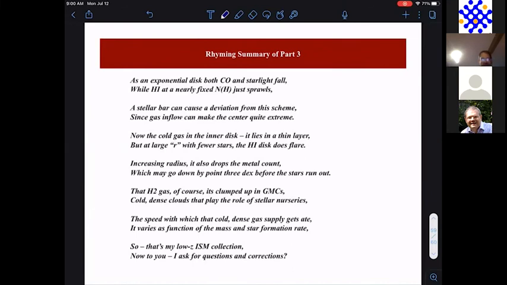That H2 gas, of course, it's clumped in GMCs. Cold, dense clouds that play the role of stellar nurseries. The speed with which that cold, dense gas supply gets ate, it varies with the mass and star formation rate. So that's my low Z ISM collection. Now to you, I ask for questions and corrections.